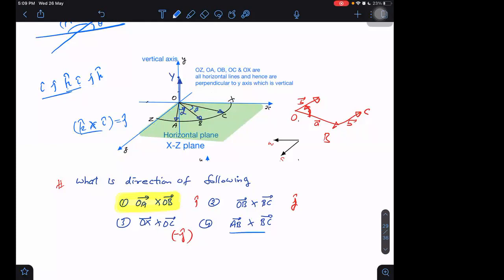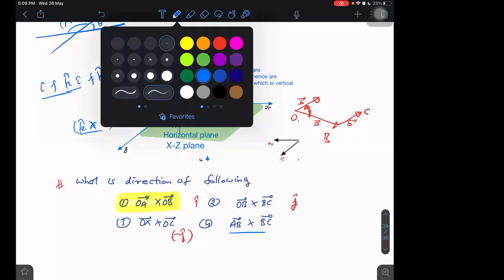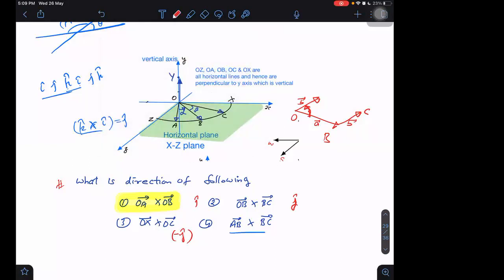What about AB cross BC now? Now AB cross BC will be AB cross BC. Tell me now, AB cross BC is again anti-clockwise, I think. No, AB cross BC we discussed or not? AB cross BC, that is slightly different. Wait a second. AB cross BC I have not discussed yet.